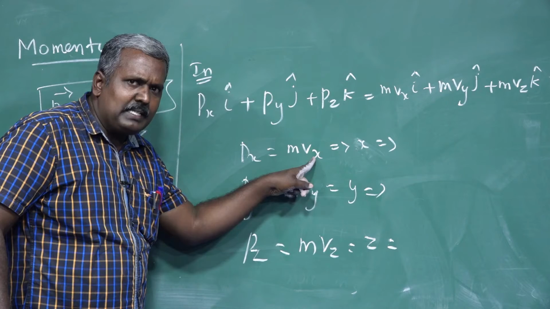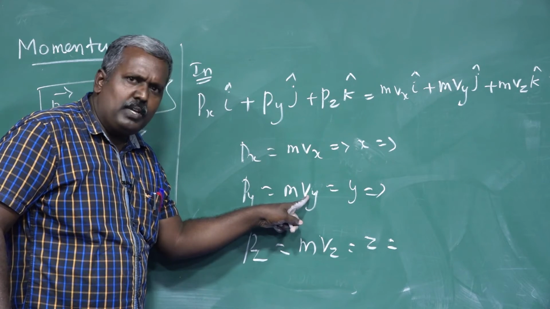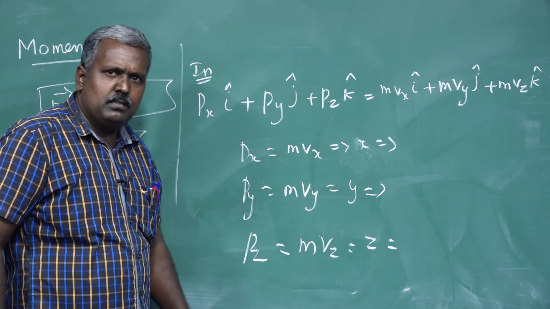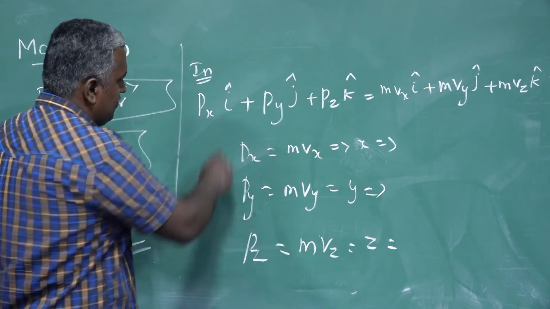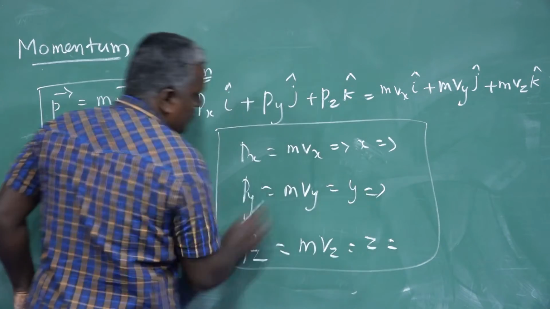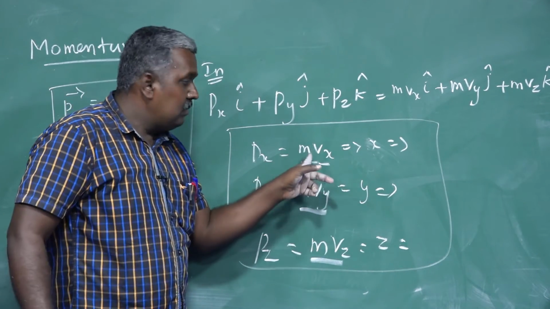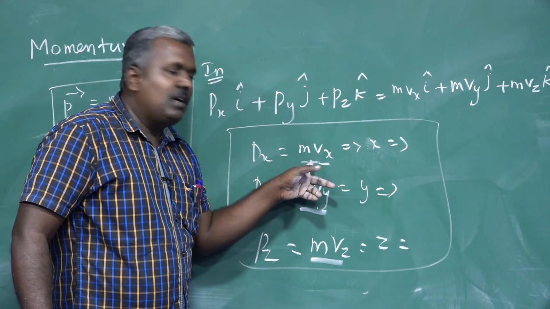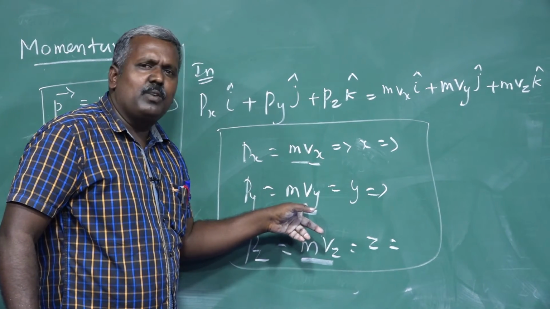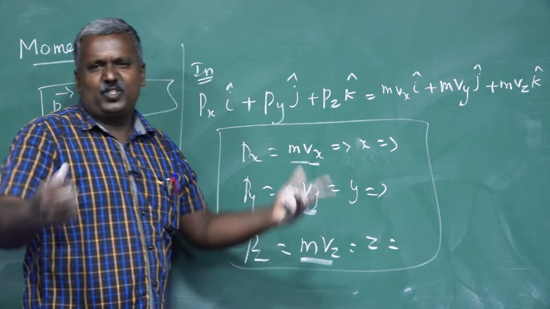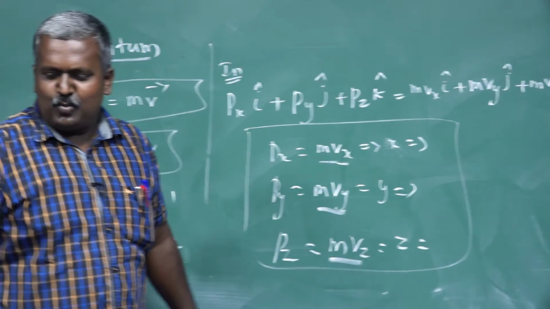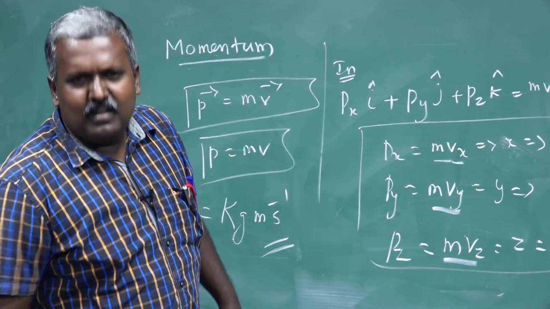Velocity along the x-axis, velocity along the y-axis, velocity along the z-axis. But combined with mass, mvx is the momentum along the x-axis, momentum along the y-axis, momentum along the z-axis. That's all. Okay, a small example.